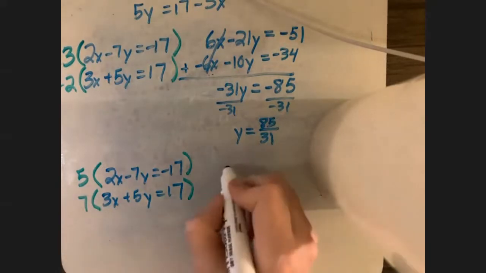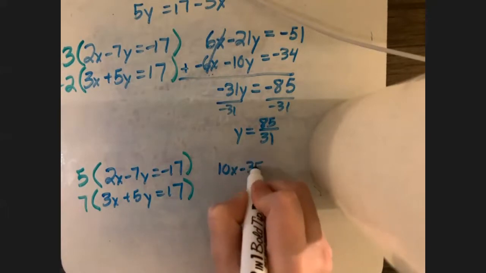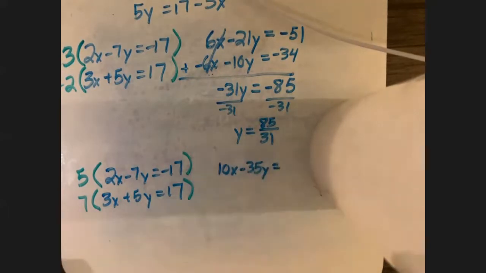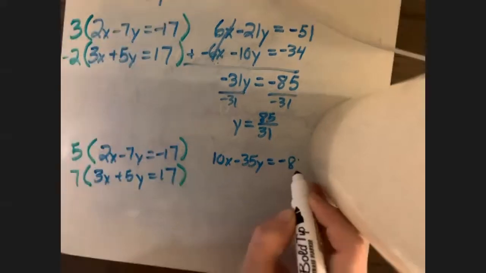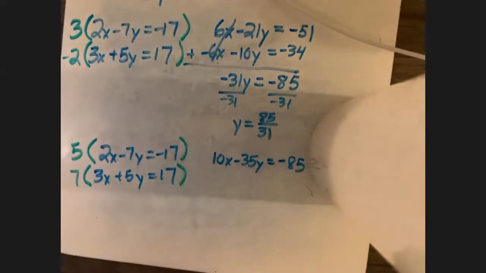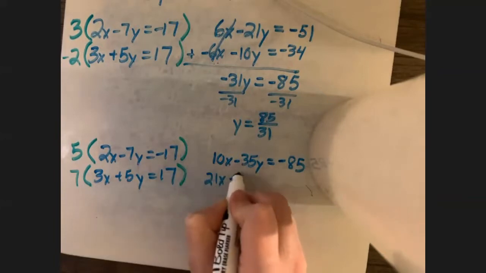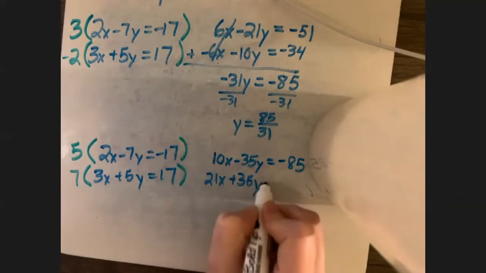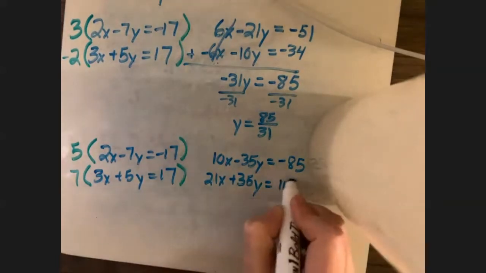Okay, so pulling this, I've got 10x minus 35y equals, and I'm not going to do that in my head, negative 85. And then on the bottom one, I've got 21x plus 35y equals 119.